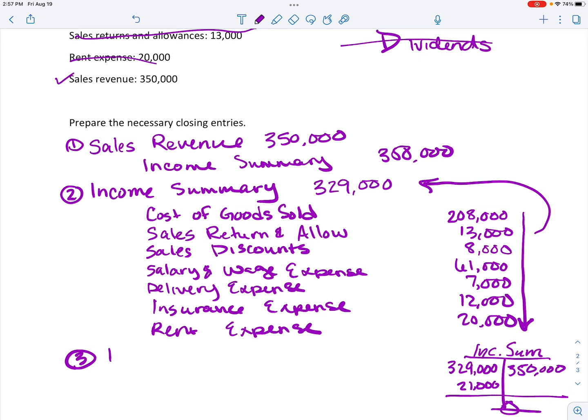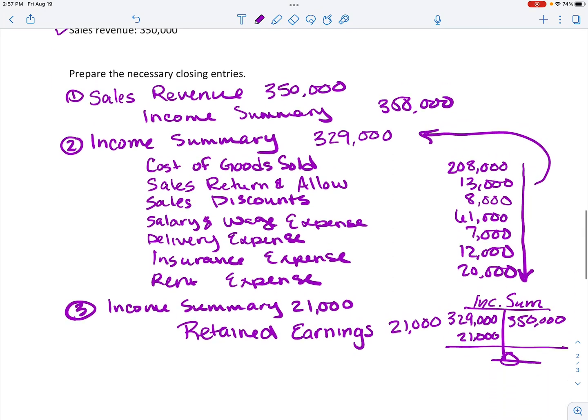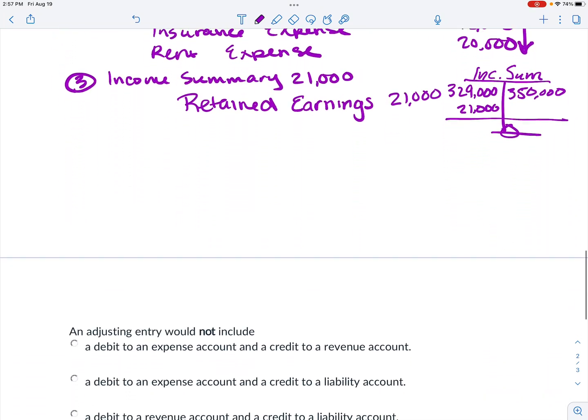So I need a debit to income summary for $21,000, and I'm going to credit the retained earnings. That's where our net income flows to on our financial statements, and therefore this entry shows that. So hopefully that was a good review on the closing entries.